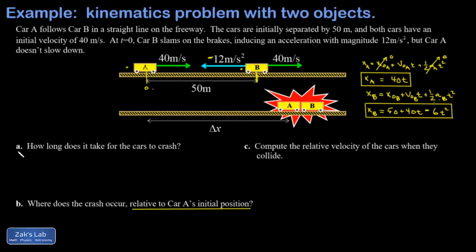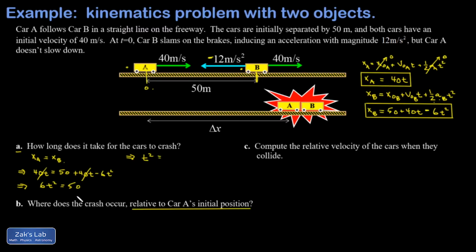So let's get into question A. How long does it take for the cars to crash? So what I do is I say let the two positions be equal, and then we're going to find out what time it is, and we'll have that unique time where the positions are the same and the cars have hit each other. I can cancel these 40t's, and I'm going to add 6t squared to both sides. This is a quadratic equation, but because the linear terms canceled, I don't have to use the quadratic formula. I'm just going to solve by isolating t squared.